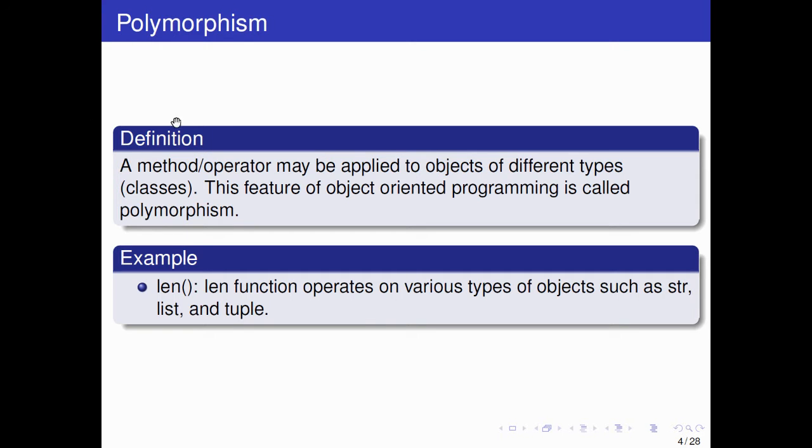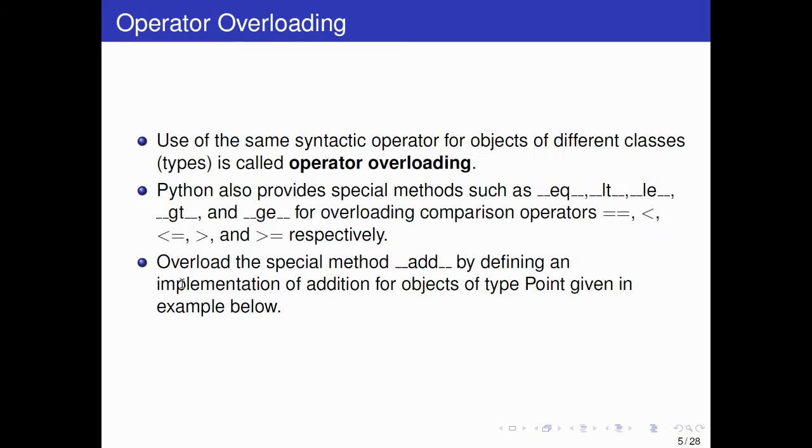So this you know already, polymorphism. A method or operator may be applied to objects of different types or different classes. This feature of object-oriented programming is called polymorphism. For example, the length function, the add operator. The use of the same syntactic operator for objects of different classes is called operator overloading. So if you use the same syntax or same operator over different classes, that is called operator overloading.